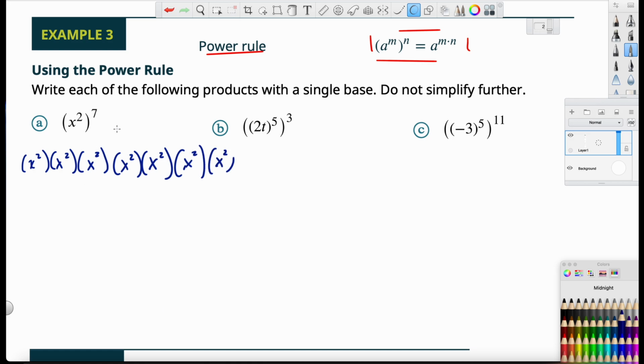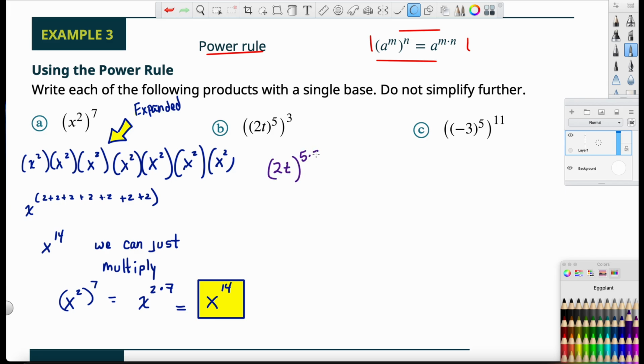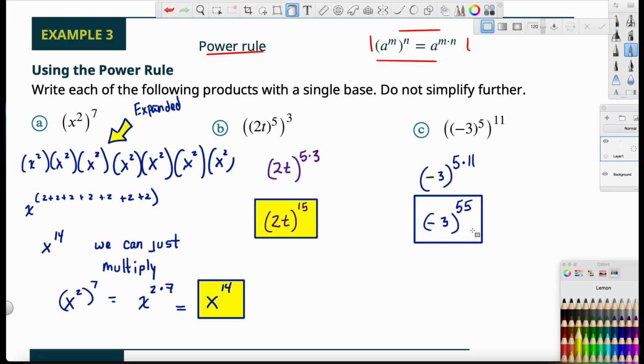Power rule. If we are going to raise an expression by an exponent, we're going to multiply. So in A here, I've expanded the x squared 7 times. As we can see, we would add all the 2's here, and we have 7 of them, so that would be 14. More simply, we can just multiply the 2 times 7, which is x to the 14th. That's the power rule. We see that in B, our base is 2t. We're going to multiply 5 times 3. We get 15. And then we get -3 to the 55th for part C.